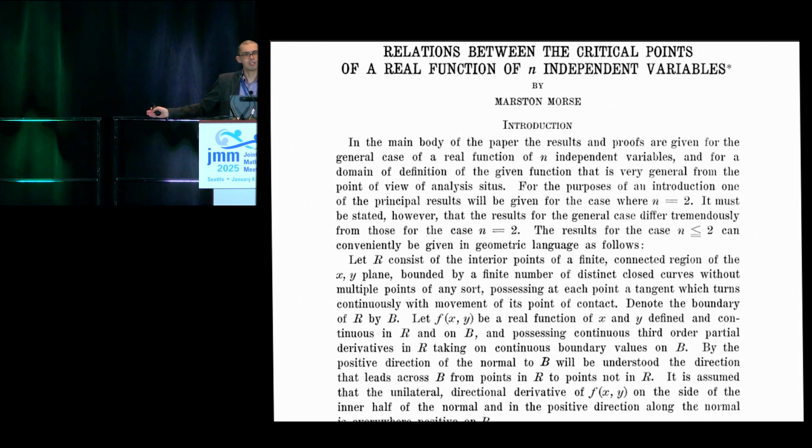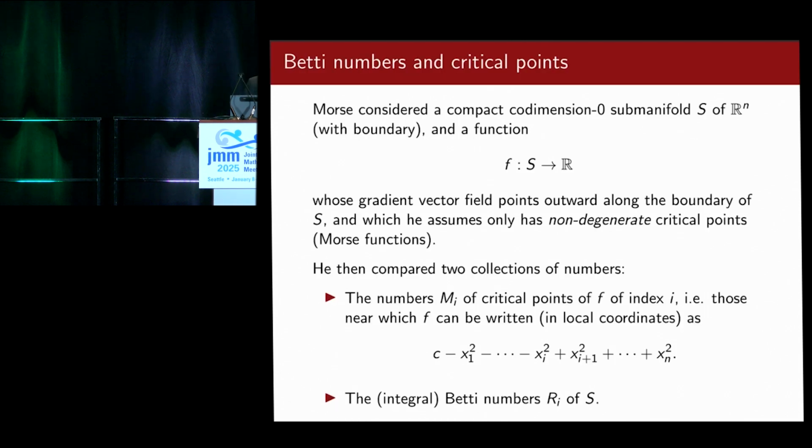But for that, I have to do a little bit of preparation for people who are not familiar with topological notions. So we're going to look at some Euclidean space of some dimension n, okay? And we're going to look at a codimension 0 submanifold with boundary, which we assume to be compact, okay?